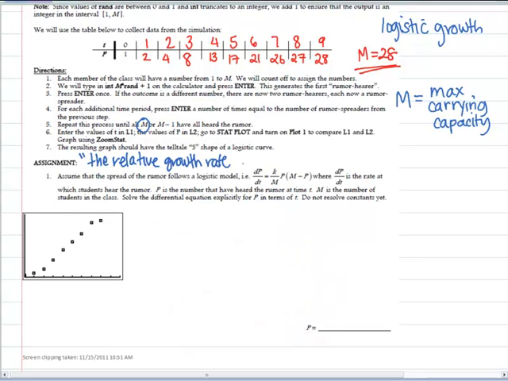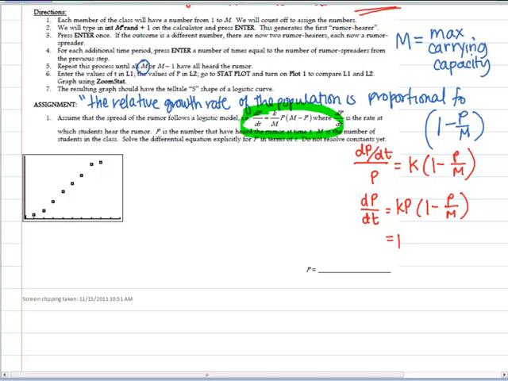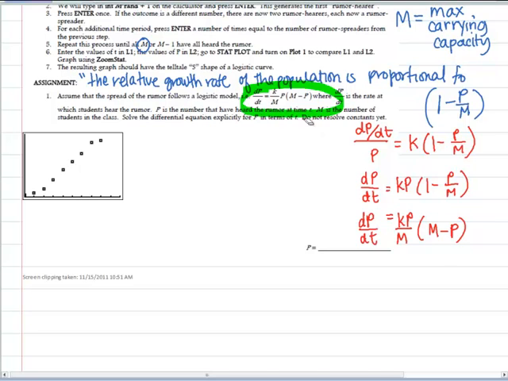The relative growth rate of the population is proportional to 1 minus P over M. So this is the relative growth rate. Remember this from our previous lesson. Relative growth rate is dP/dt over P equals K times (1 minus P over M). Some of you can choose to remember this, or if I rewrite it by multiplying P over to the other side, I have K times P times (1 minus P over M). And if I factor out the M in the denominator, I get this. So these three differential equations model logistic growth.